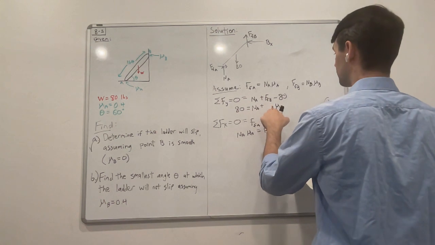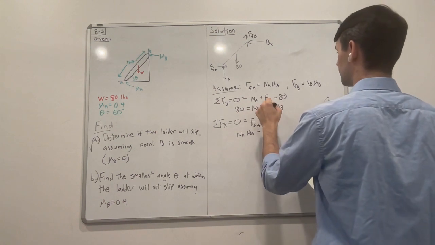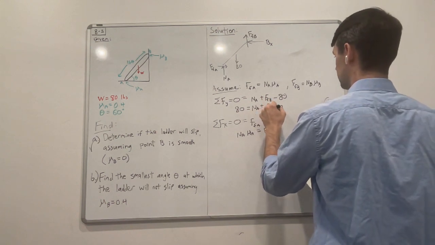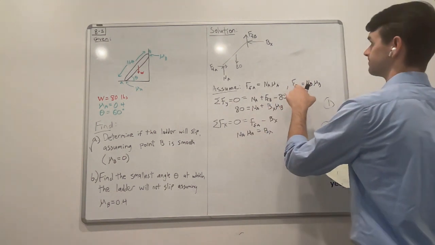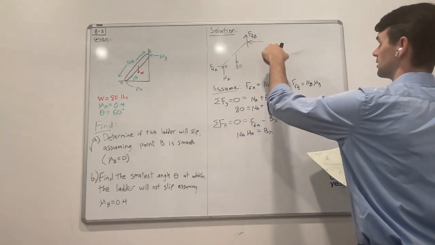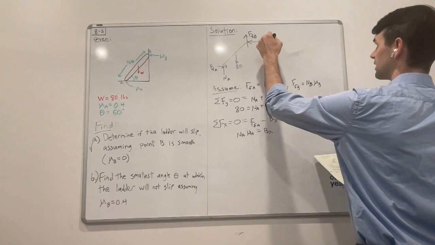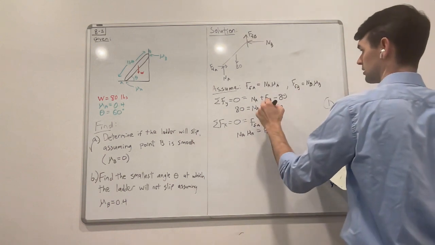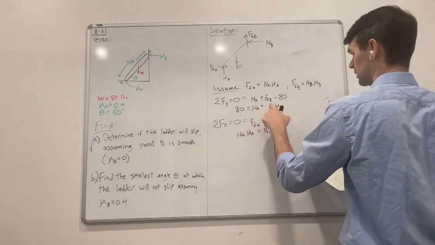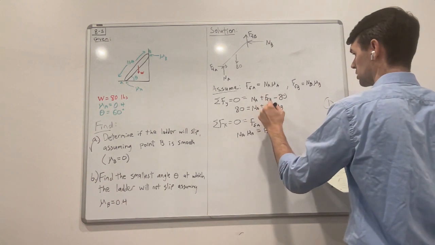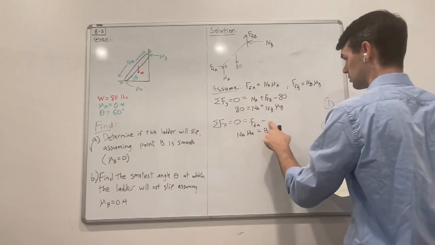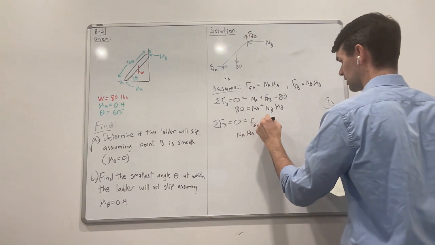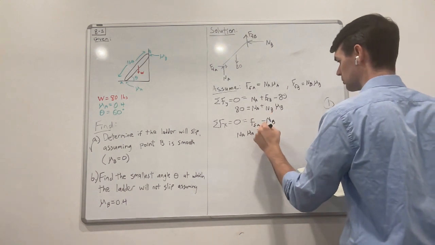Sorry, I'm being inconsistent with what I'm calling things. Let me be consistent. Let's call that NB. Instead of BX, I'm going to call it NB to just be a little bit more consistent.